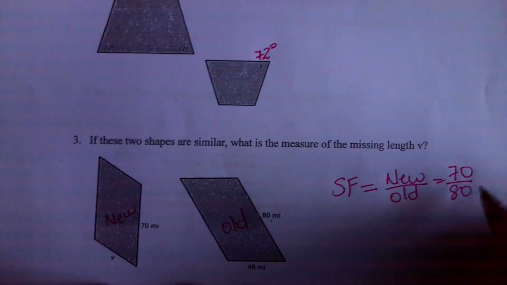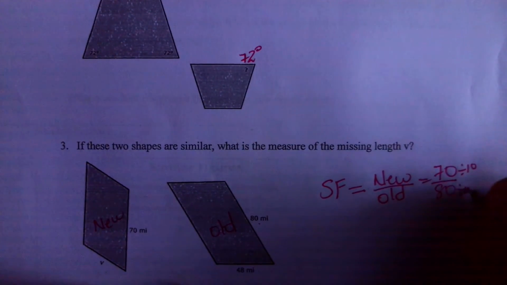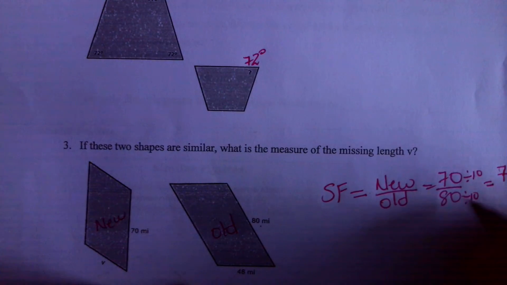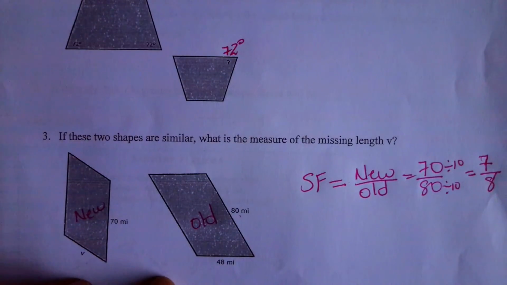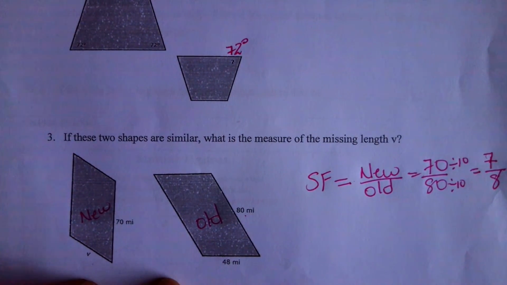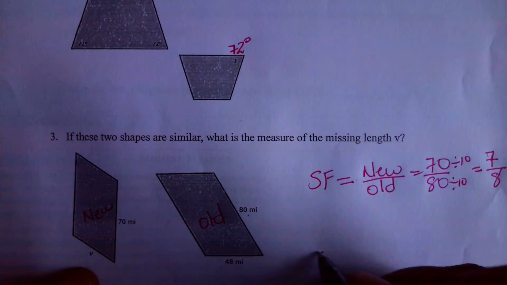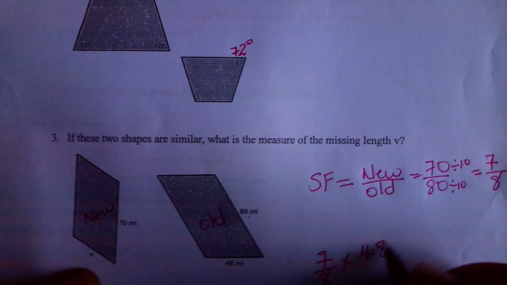We can reduce this fraction by dividing by 10. 70 divided by 10 is 7. 80 divided by 10 is going to give us 8. So the scale factor there is 7 over 8. All right. So to find the missing side, we multiply 7 over 8, which is the scale factor, by 48.